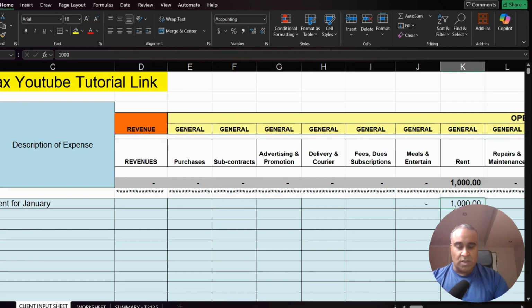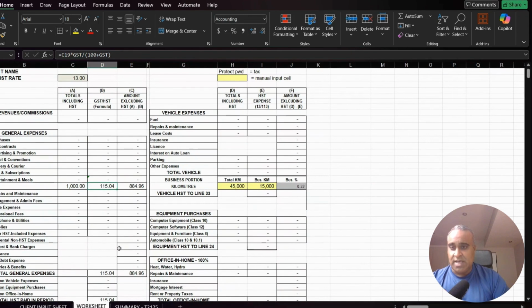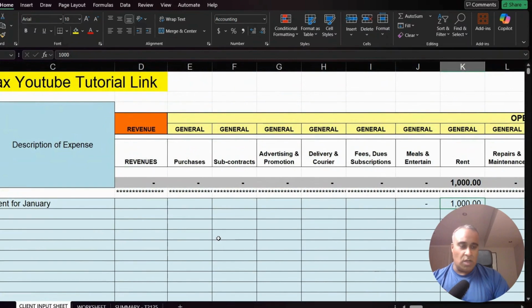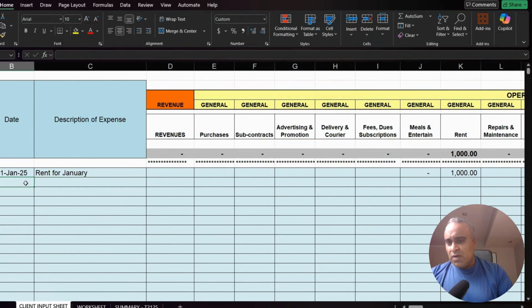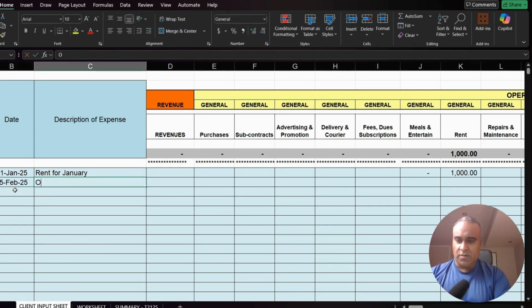Because what happens is on the other tab, it'll calculate the HST for you, so you don't even need to worry about it. Okay. So on this tab, you'll see that the rent is $1,000. It's backing out the HST for you, and then it's coming to a net amount. So a little bit off your plate. You don't have to calculate the HST, right? So if we do another example here, let's say in February 2025, we incur, let's say, office expenses, let's say pens.